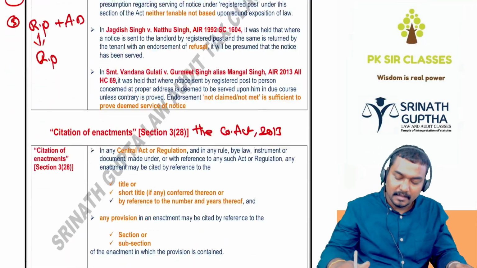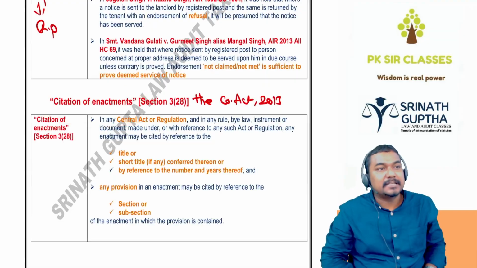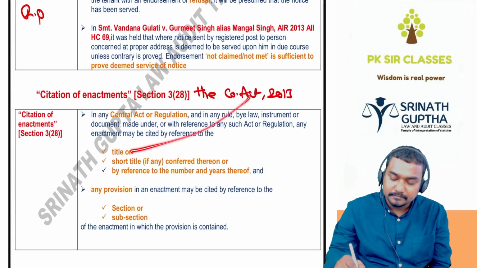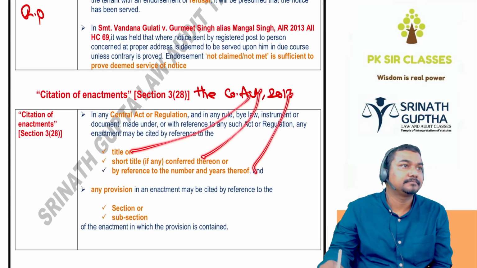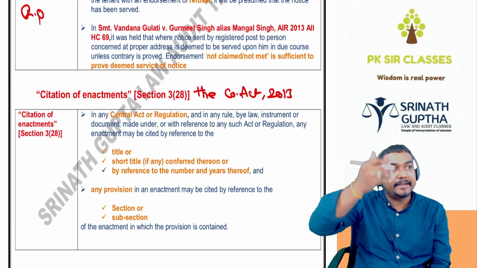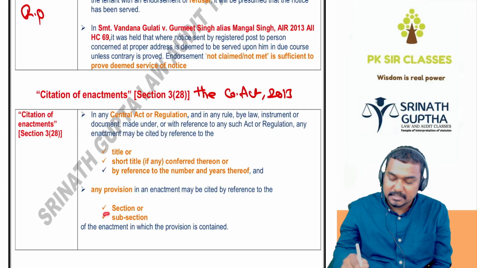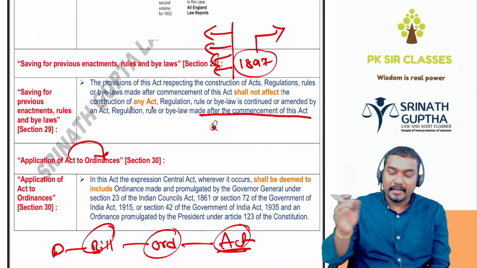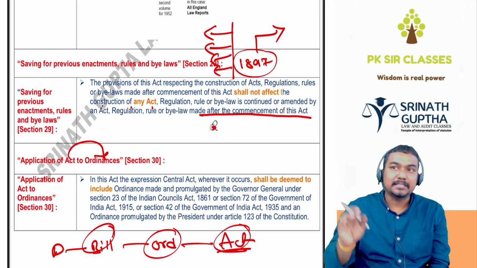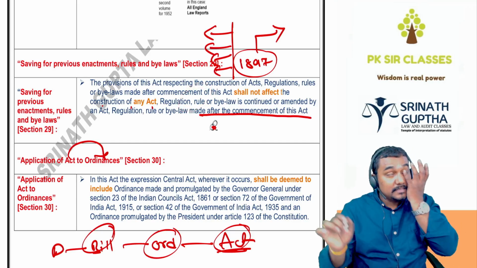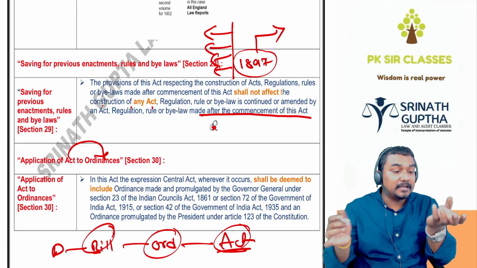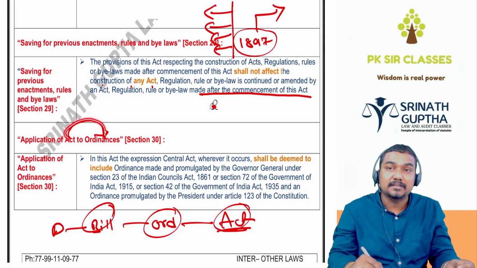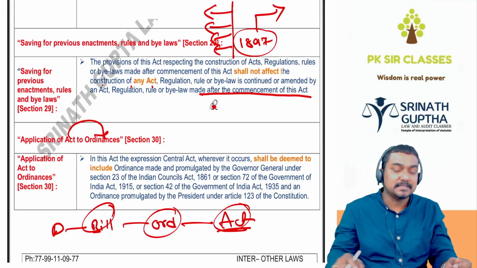Then next, citation. Citation means explanation. An act can be cited with the title or short title or year of enactment. And a provision can be cited by section number and subsection number. Then next, whatever is in this act will be applicable to the acts passed after this act. If before this act some other act was interpreted differently, it will not be affected. And this act is not only applicable to acts, it is also applicable to the interpretation of ordinances.